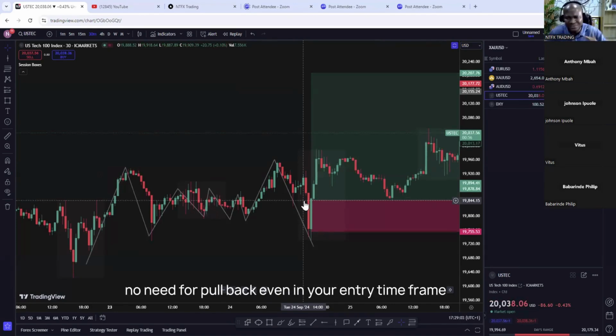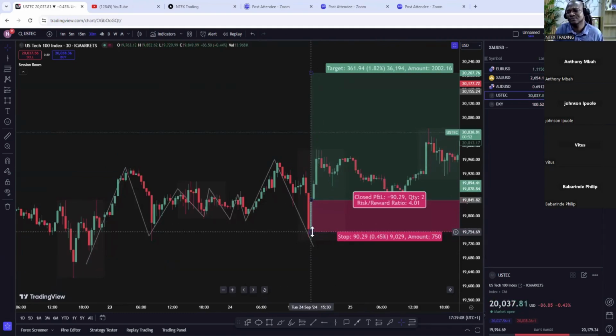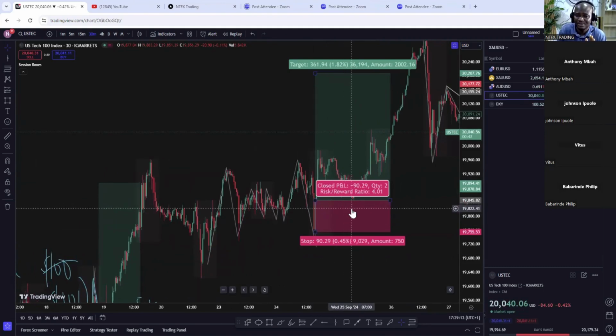No need for a pullback, even in your entry time frame. Just catch it here, boom. Put your stop loss below. That is the meaning of this one. That's the other scenario I'll show you. Okay? This is how to get that.